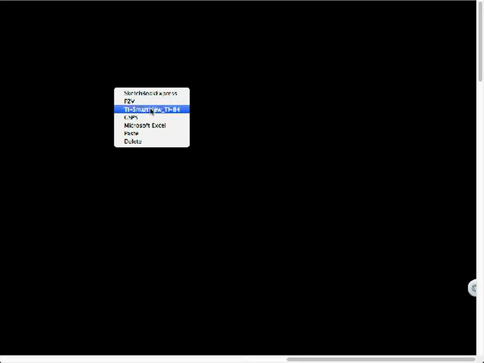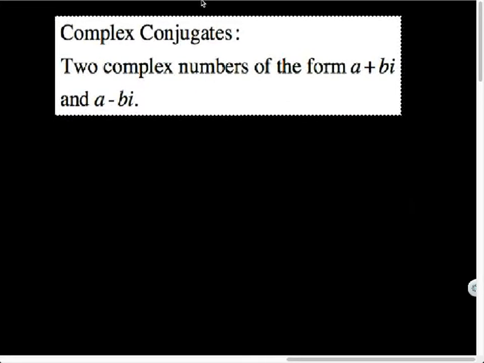And last crazy concept is complex conjugates, which you've seen before as well. Does anyone remember what conjugates are? It's when two expressions aren't quite the same, aren't quite the opposite. Their middles are different. They're called conjugates. So two complex numbers of the form a plus bi and a minus bi are called complex conjugates.